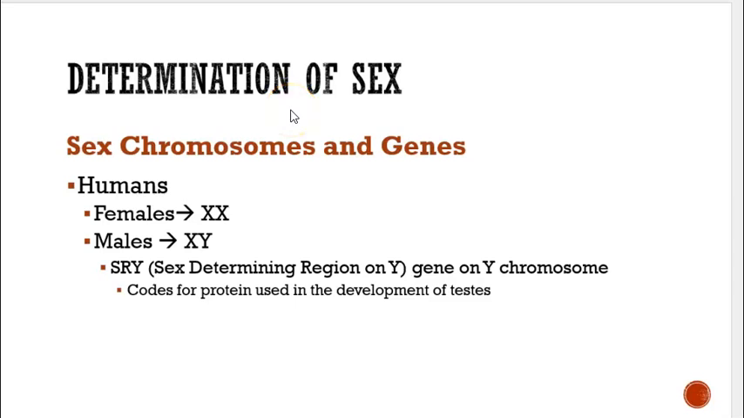All right, so another type of inheritance pattern has to do with the sex chromosomes. So far we have been talking about the autosomes, which are basically your other chromosomes, like chromosomes 1 through 22. And then we said the 23rd set of chromosomes are your sex chromosomes. So in humans, we use the letters X and Y from the alphabet to designate the sex chromosomes for individuals.